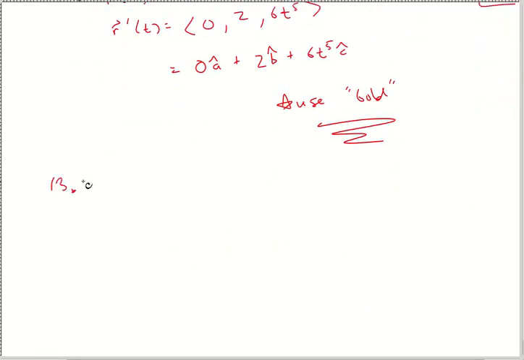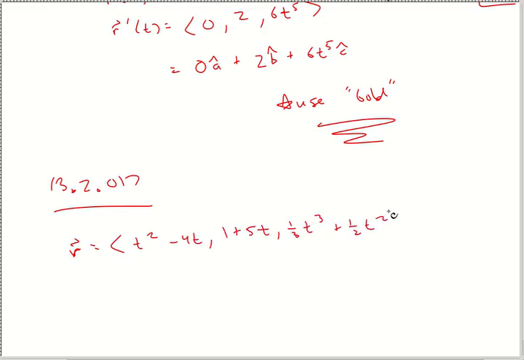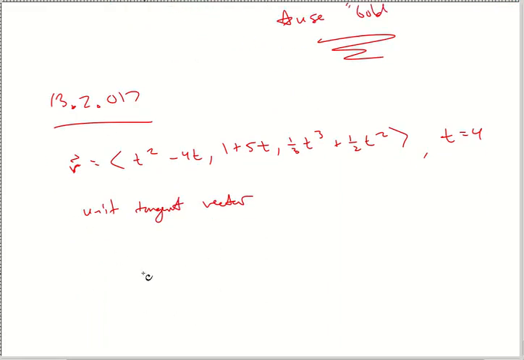Next one, 13.2.017. I've got r of t equal to t squared minus 4t, 1 plus 5t, and then 1/3 t cubed plus 1/2 t squared. And they're saying for sure t equals 4. They want the unit tangent vector. Let me write that out: unit tangent vector. So what is that and how does it work?